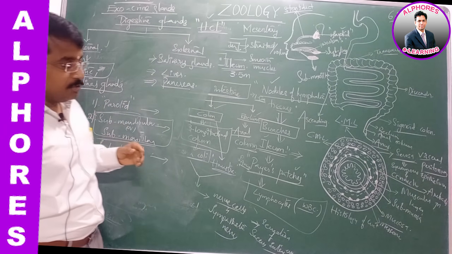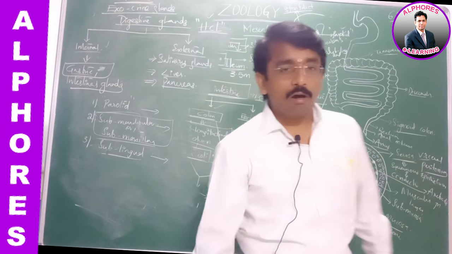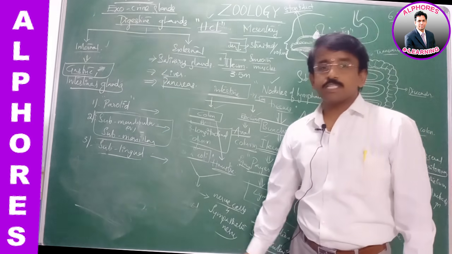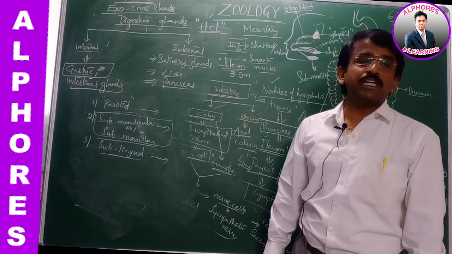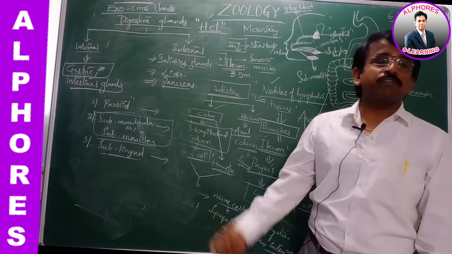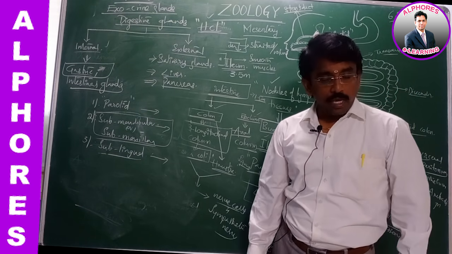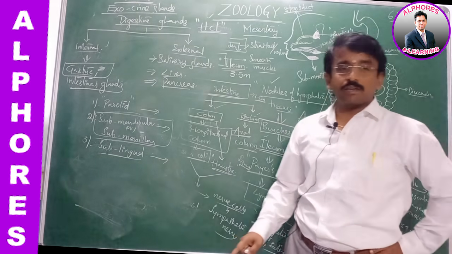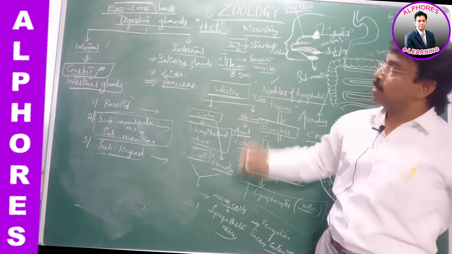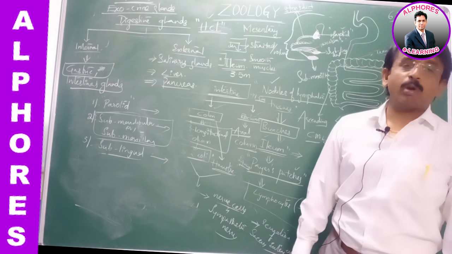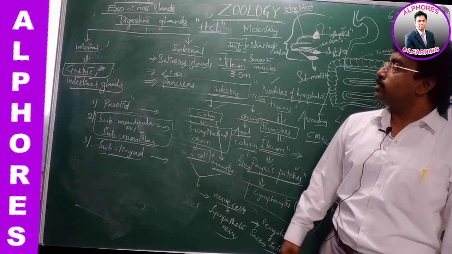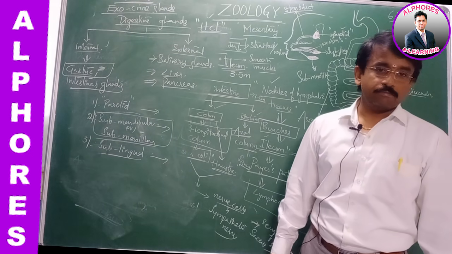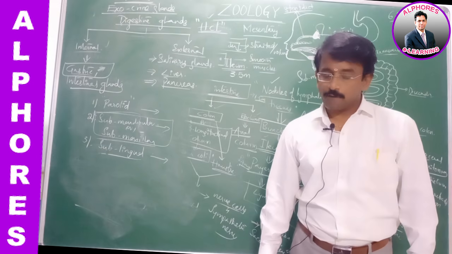Even gastrin is a hormone secreted in the stomach, which stimulates the secretion of gastric juice. The pepsinogen, which is inactive, is converted into pepsin by HCl. Prorenin is inactive and converted into active renin, which is in the case of the infants.